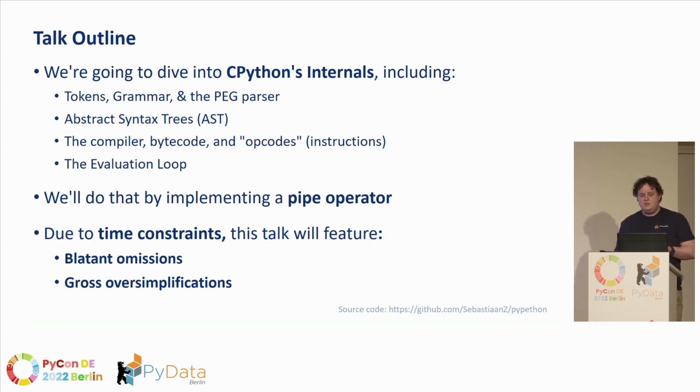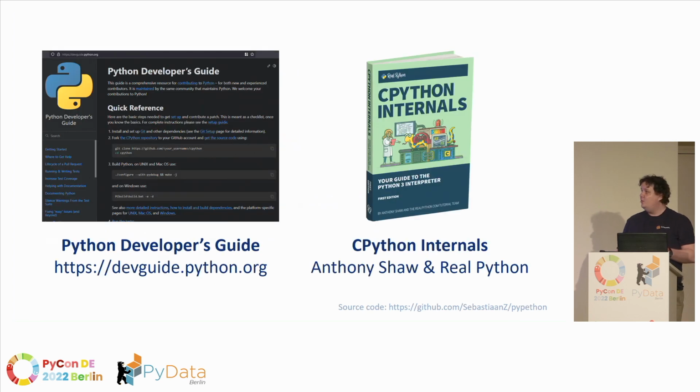In between, we're going to talk about tokens, grammar, the peg parser, abstract syntax trees, and all the other stuff listed there. And the excuse that I've thought up for that is that we're going to implement a new operator for Python, a pipe operator. Now, obviously, there's another big feature in my talk, and that's, due to time constraints, blatant omissions and gross oversimplifications. But luckily, there are great resources out there for if you want to know more.